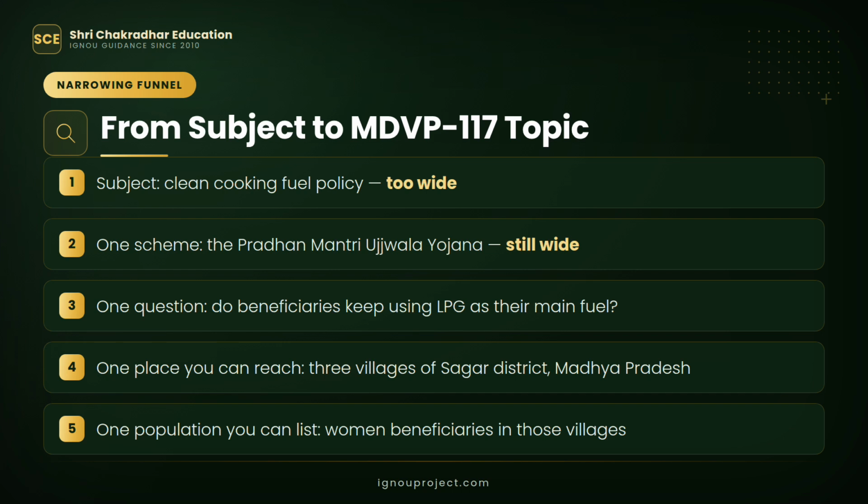Let me narrow one live example with you. Start with the subject, Clean Cooking Fuel Policy. Too wide. Narrow it to one scheme, the Pradhan Mantri Ujjwala Yojana. Still wide. Narrow it to one question: do the households that received a connection actually keep using LPG as their main fuel? Narrow it to a place you can reach, 3 villages of Sagar district in Madhya Pradesh. Narrow it to a population you can list, women beneficiaries of the scheme in those villages.